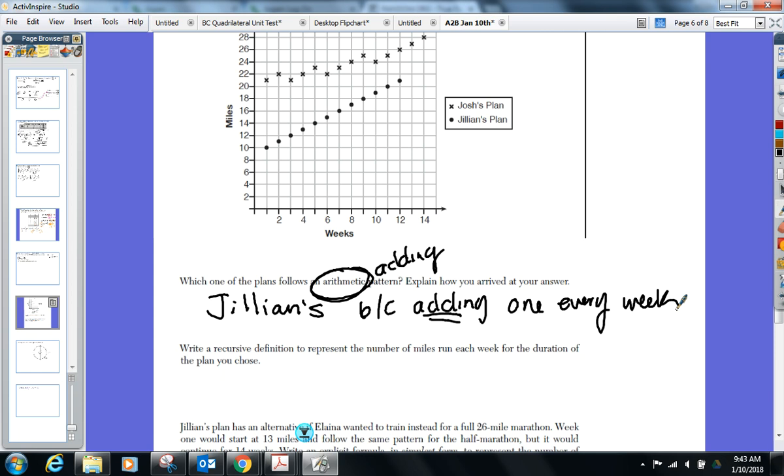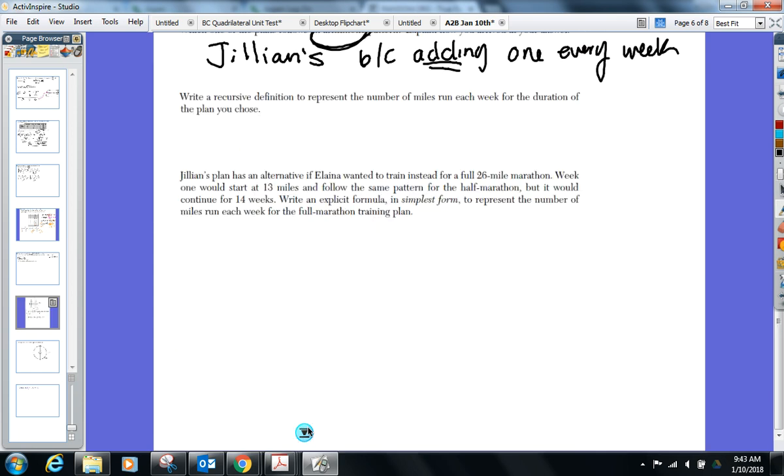Okay, next up. Write a recursive definition to represent the number of miles. So for Jillian's plan, we want to write a recursive definition. I went over this once and only once. You need 2 things for a recursive definition. Anybody remember? I'm not going to call a number on this one. You need the first term, A1, which would be what in this case? First term, week 1.